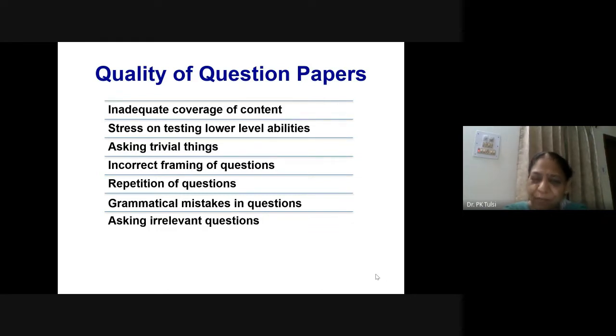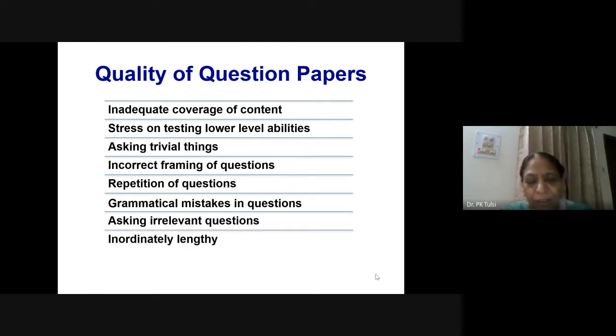Then there is asking irrelevant questions. This drawback comes in when the paper is set by a person who is not teaching the course. Otherwise, there is a lower tendency to have irrelevant questions. If somebody from outside the system or from a higher educational institution sets it, there may be one or two questions that are out of the syllabus, and you know that complaints are filed by the students in the examination. This happens primarily in the end-term examination.